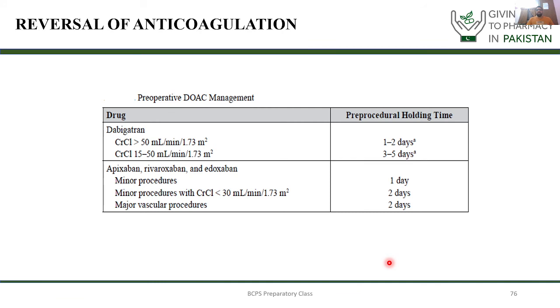Preoperative direct oral anticoagulant management. If we are using dabigatran and the patient wants to go for some surgical procedure, we have to stop the dabigatran. If the patient has creatinine clearance more than 50, we have to stop it 1 to 2 days before the procedure day. If between 15 to 50, then 3 to 5 days before the procedure. Similarly, if the patient is using apixaban, rivaroxaban, or edoxaban and is going for a minor procedure, we stop the apixaban, rivaroxaban, or edoxaban 1 day before. If minor procedure but creatinine clearance is less than 30, we stop 2 days before. If major vascular procedure, we stop 2 days before.